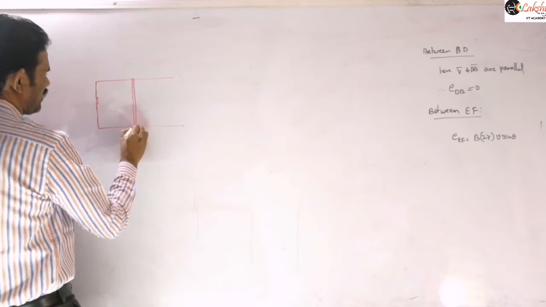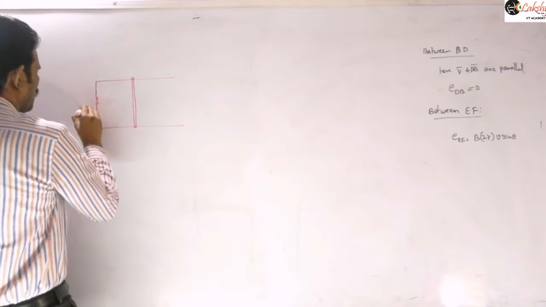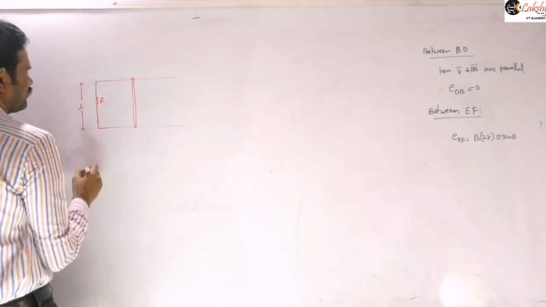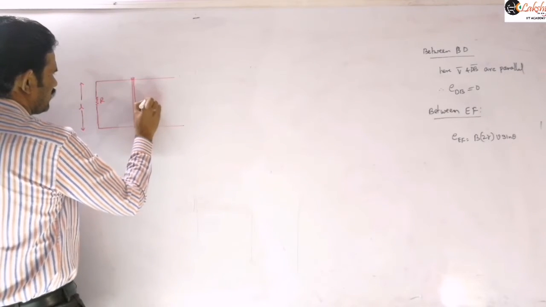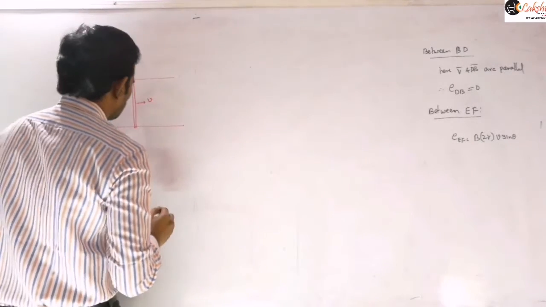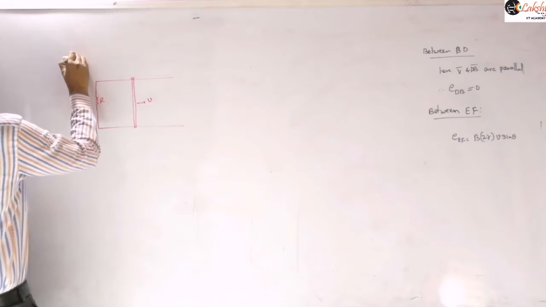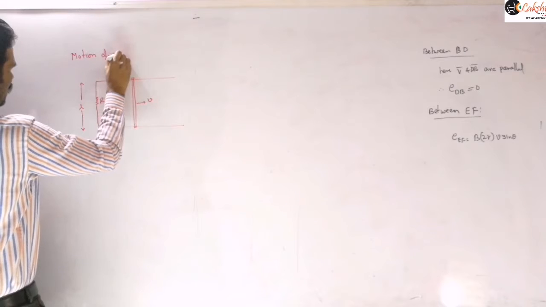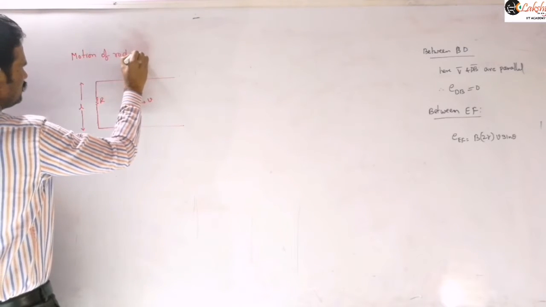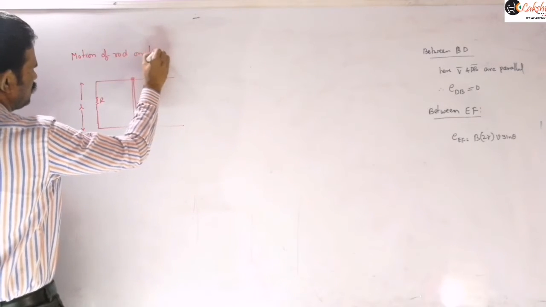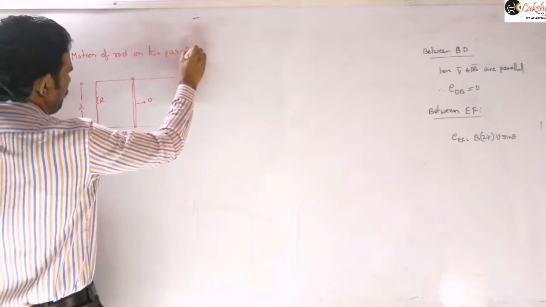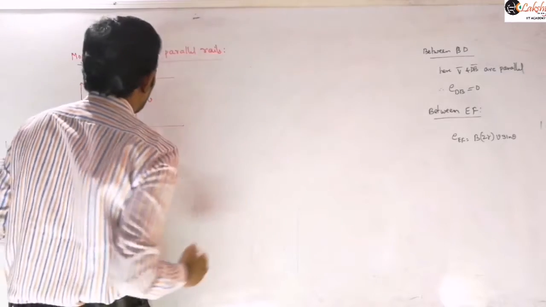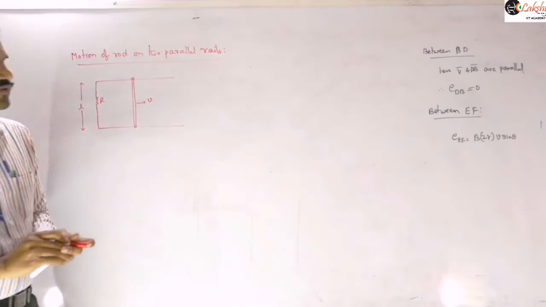That means this is the conductor I am drawing like this, it's a rod, and its resistance is R and its length, let us consider this length as L, and it is moving with some velocity V here, right? So I am writing this: motion of rod on two parallel rails. So we are discussing the basic case, and based on that a lot of problems will be there.